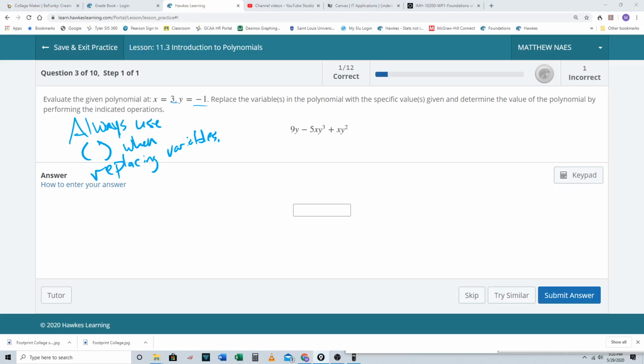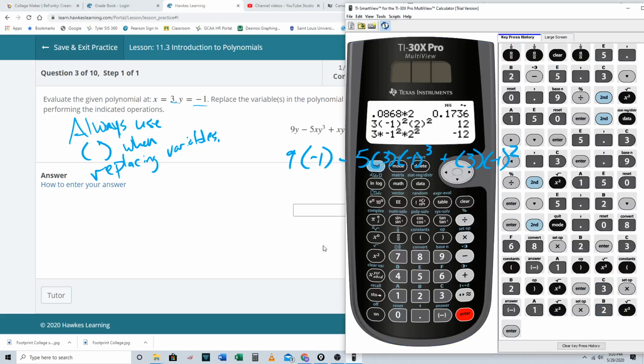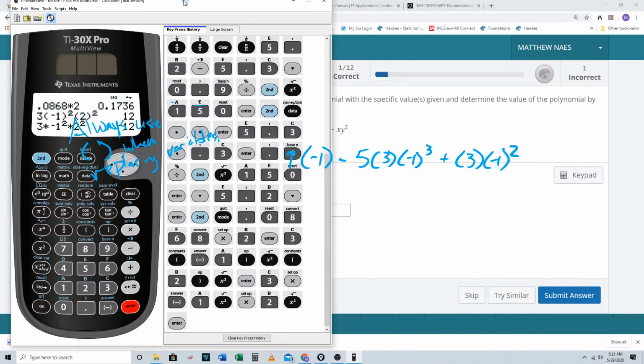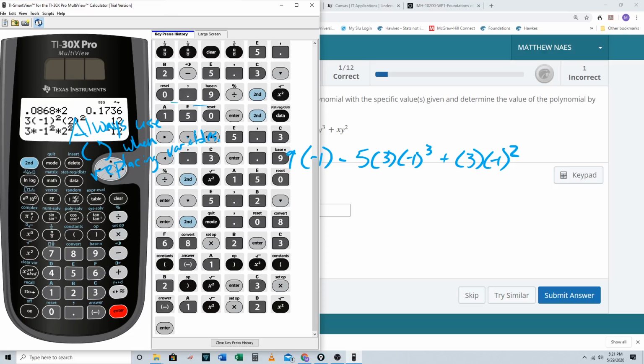All right, here, y is -1, so 9(-1) minus 5(3)(-1) cubed plus 3(-1) squared. And you would just put it all in your calculator. And again, it might be a bit annoying to put in your calculator, but you won't have to worry about getting it wrong. So let's put it over here. I'm going to erase this so I can see.